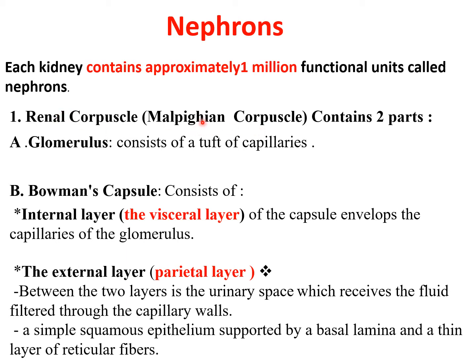The renal corpuscle also contains two parts: A, the glomerulus, which is a tuft of capillaries, and B, Bowman's capsule, which consists of two layers, the internal or visceral layer and the external or parietal layer. Between these two layers, there is a urinary space which receives the fluids filtered through the capillary wall.